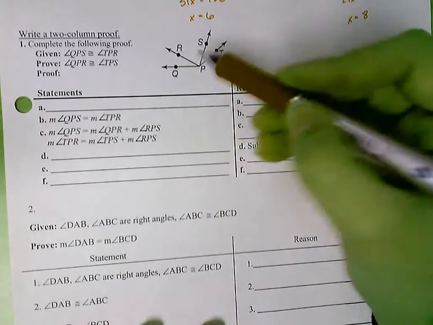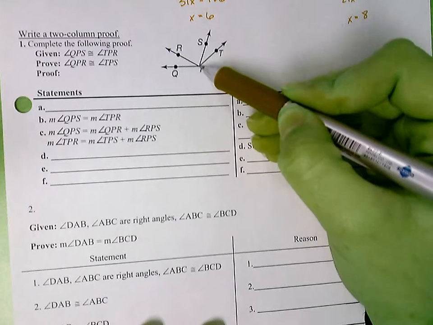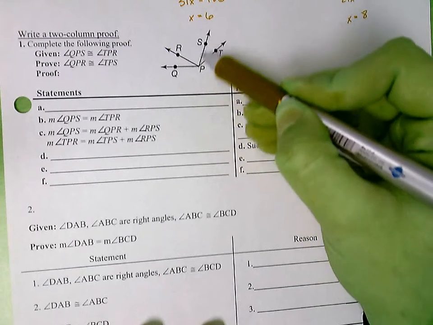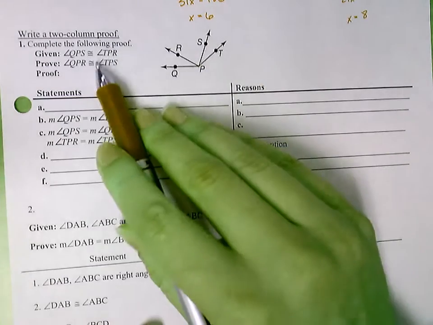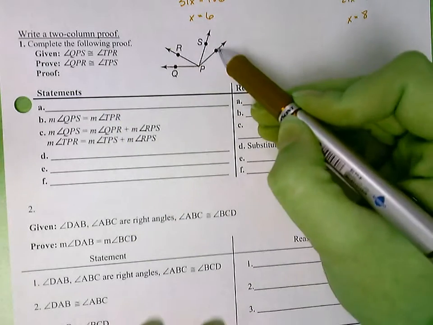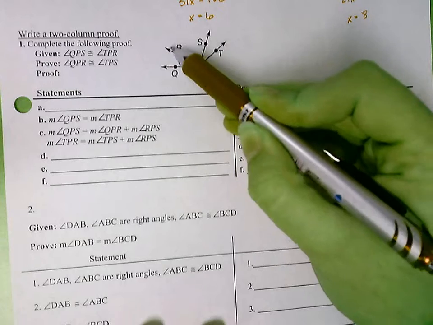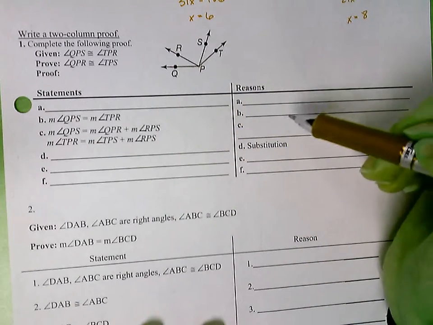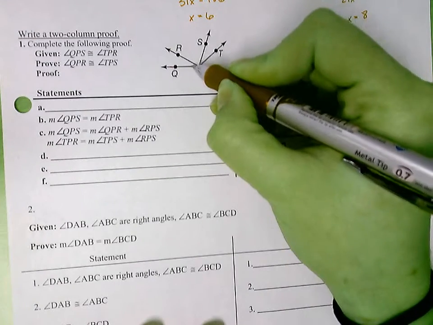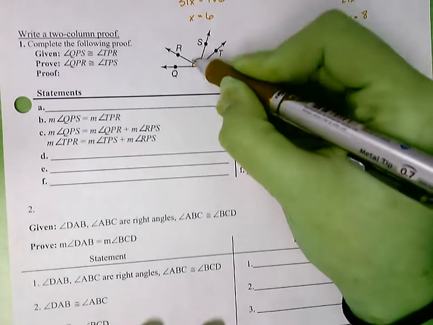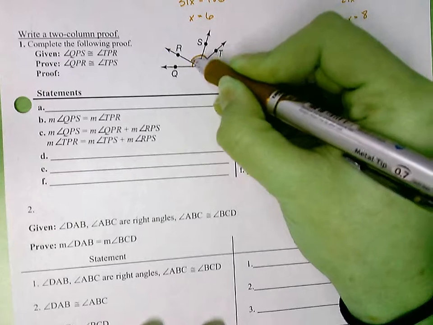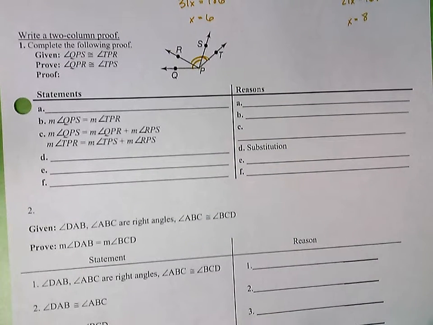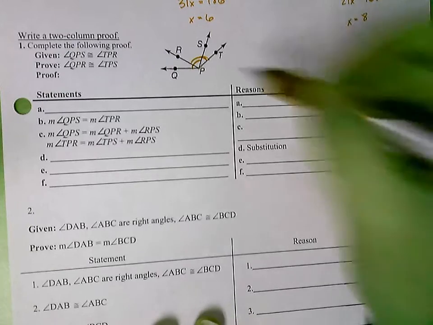I have angle QPS, that's this angle right here, is congruent to angle TPR, that's this angle right here. Those two angles are congruent. So I have this one and that one. However you need to label it so you know that those two angles are congruent.